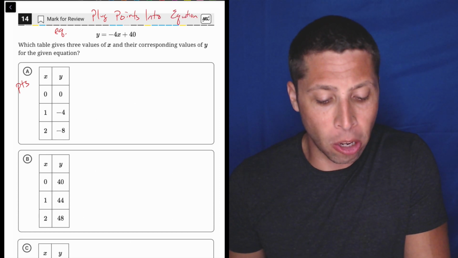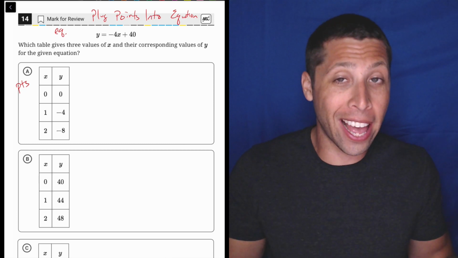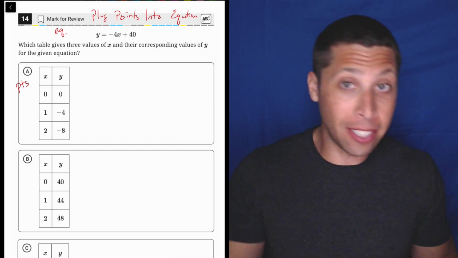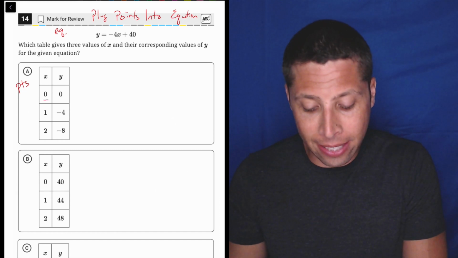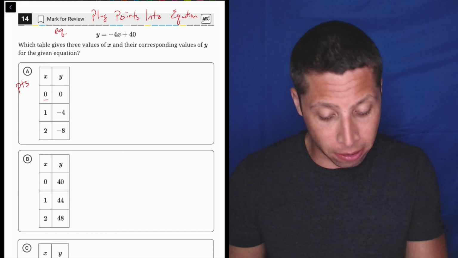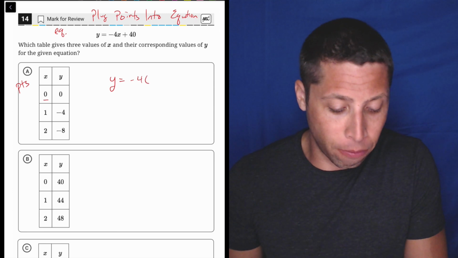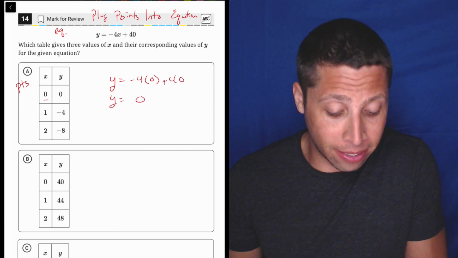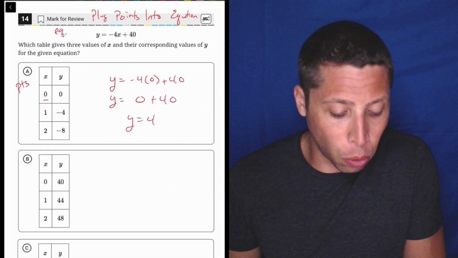We don't need to think about slope. We don't need to think about y-intercepts here. Like we can, but literally just plug it in and see what happens. So here, the easiest number to plug in is when x is 0, right? So what happens if we plug in 0? Well, y is going to be -4 times 0 plus 40. So that's 0 plus 40, we're looking for a y of 40.